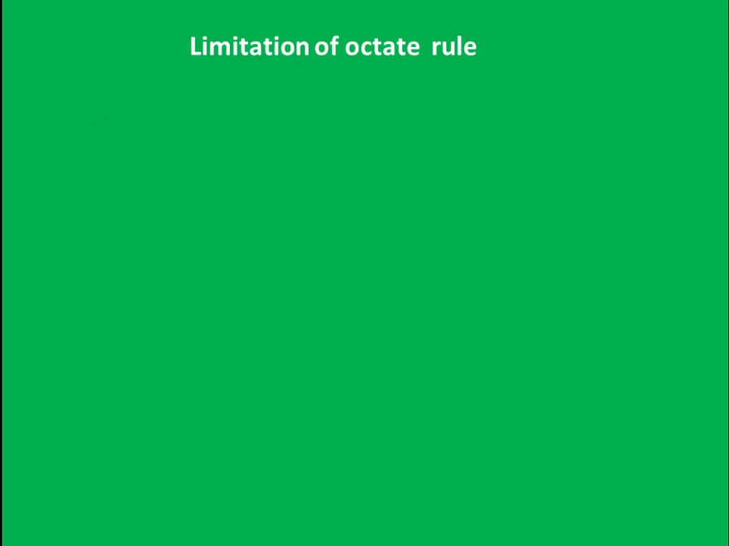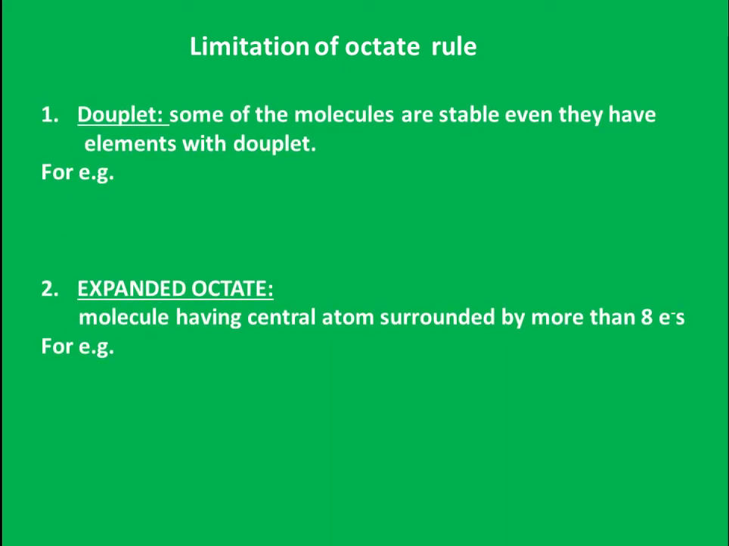So basically we talk about this octet rule, but for everything in the universe there is a good phase and a bad phase. There is a limitation of this octet rule. You can see here the duplet. Hydrogen and helium are the only two elements in the periodic table which want to complete their duplet only, and they are quite stable. For example, you can see here the S2 molecule, which is quite a stable molecule. That's why it is a limitation of the octet rule.